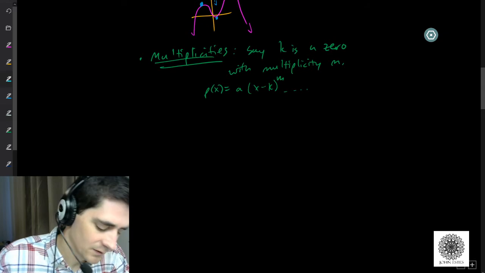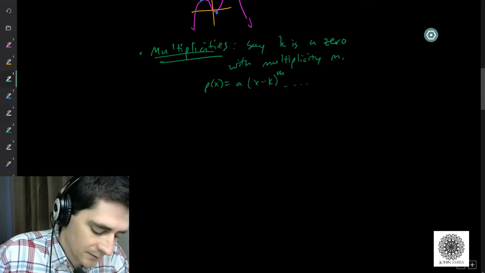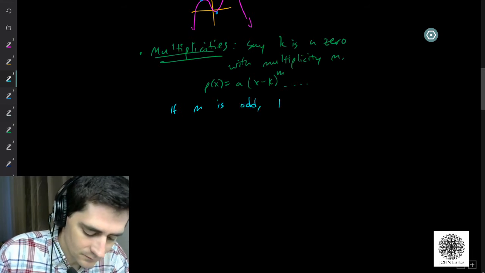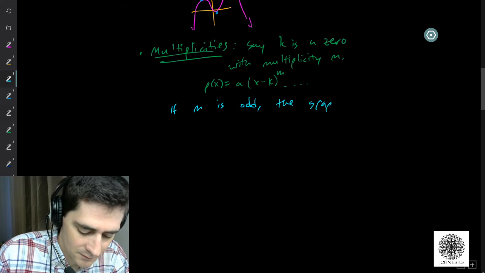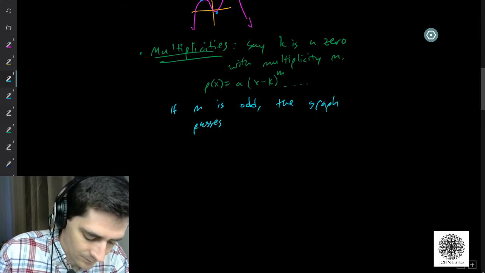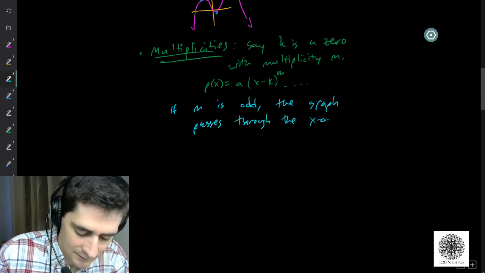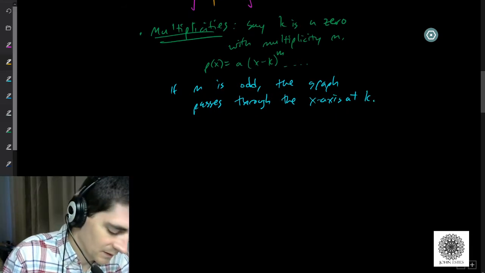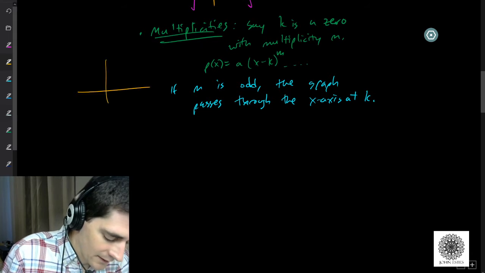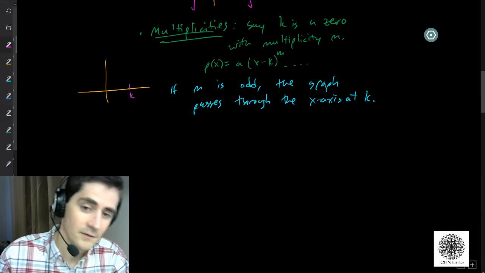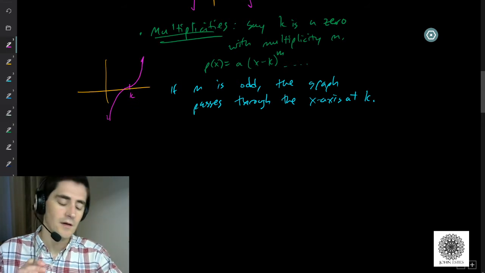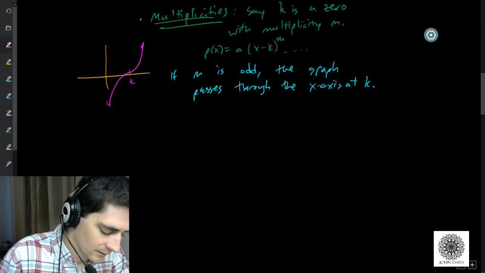The m tells me some things about the graph. Okay, so if m is odd, the graph passes through the x-axis at k. Okay, so it'll look something like this. Here's your graph. Here's the value k. If k is an odd multiplicity, it's going to do something like this. It's going to pass through at k. All right, well, what else could it do?